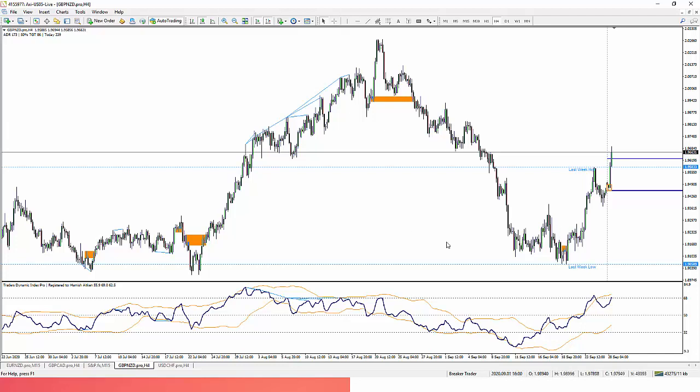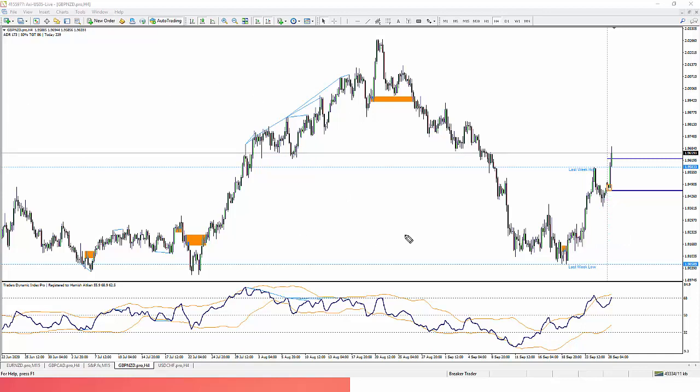If, however, it was giving me a long signal somewhere down here, I'd be thinking, yeah, we've got a breaker here. The order block would have been drawn on this candle here, this red one. So I'd be thinking, yeah, we're looking for longs. So I would have taken a long trade there had I had a signal there.